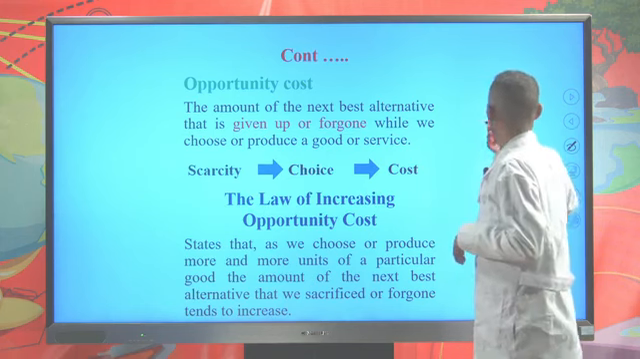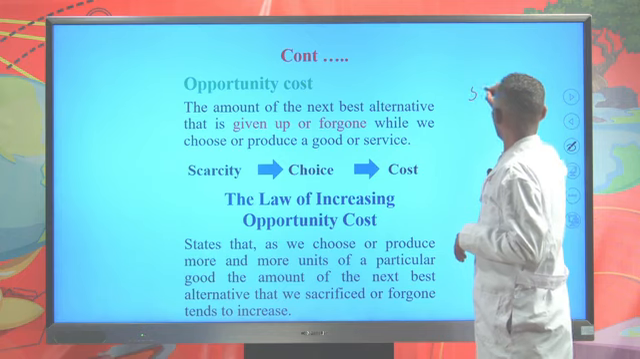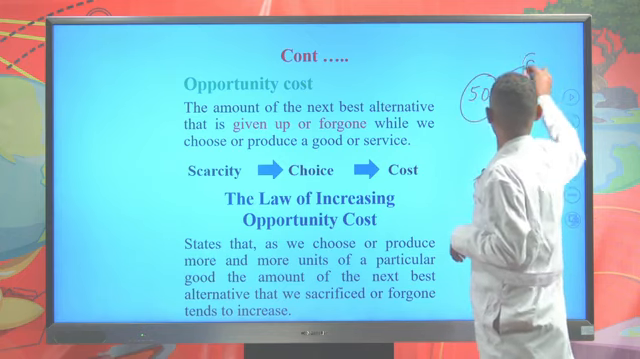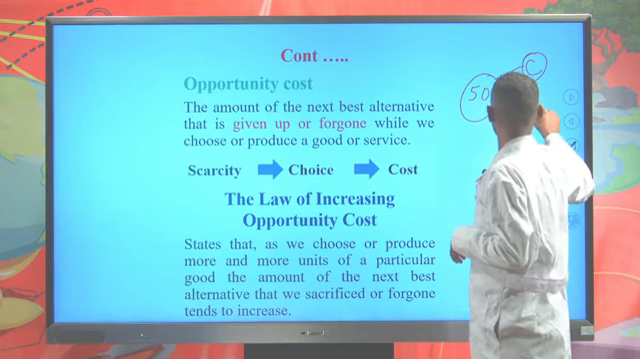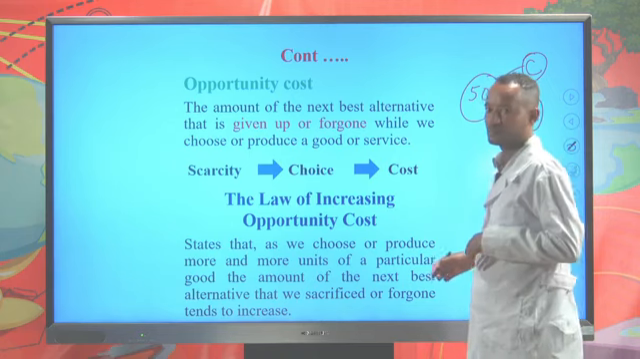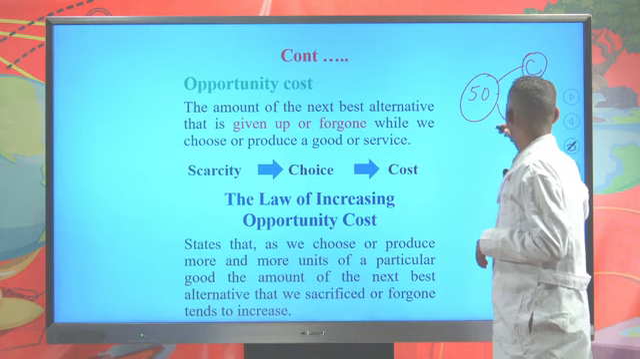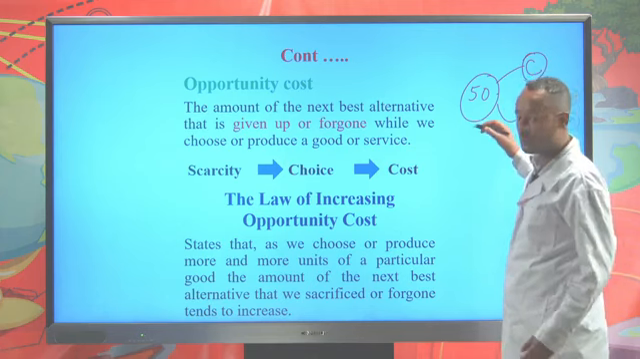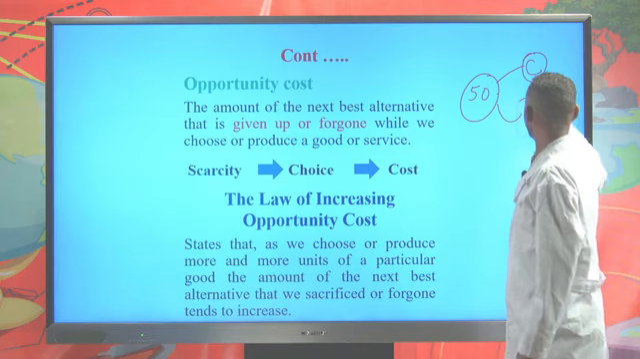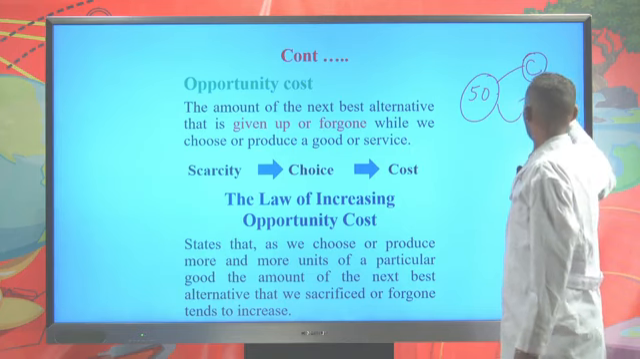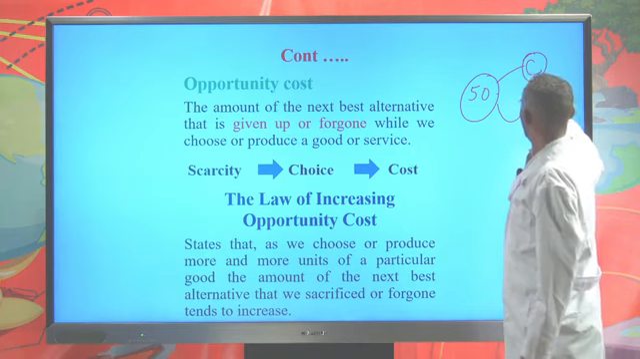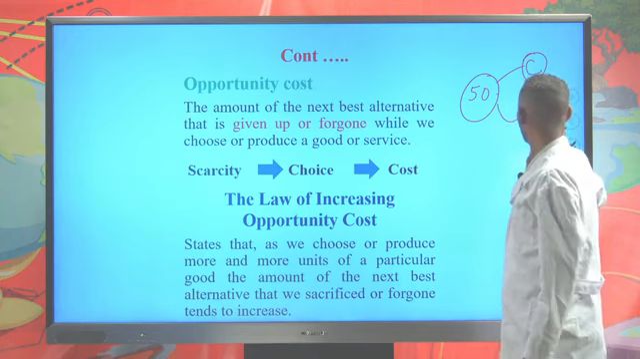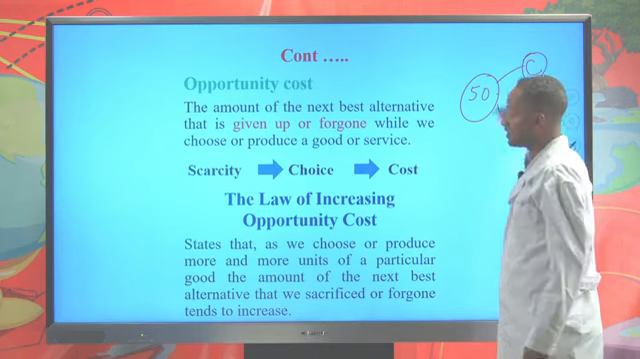For example, you have 50 birr in your pocket, and the price of watching cinema is 50 birr, and the price of eating your lunch is 50 birr. Now, if you prefer to watch cinema, you are going to lose your lunch, and if you prefer to eat your lunch, you are going to lose cinema. So the opportunity cost of watching cinema is losing your lunch, and the opportunity cost of eating your lunch is losing cinema.